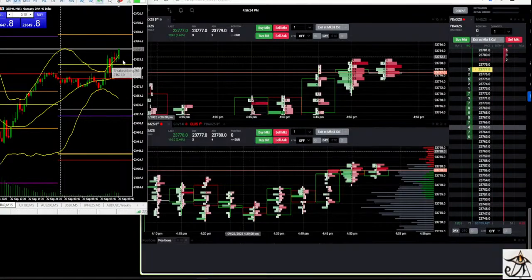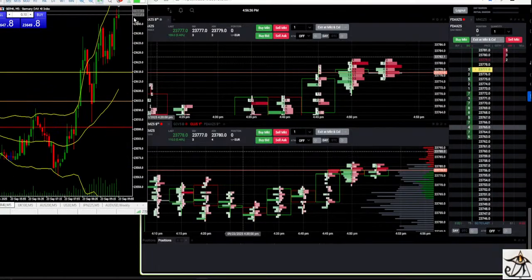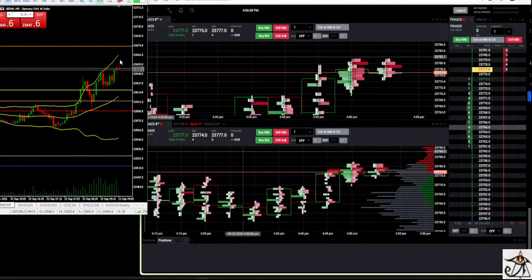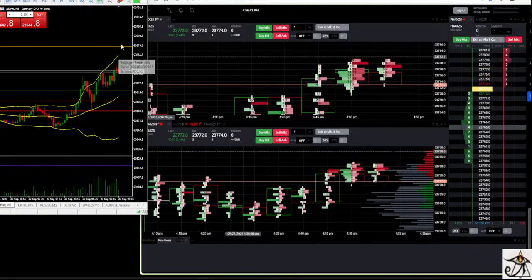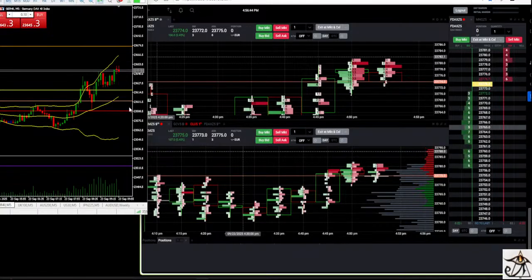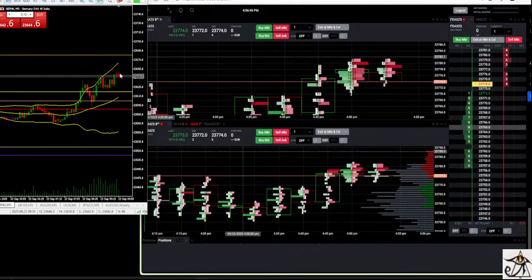On the M15, we're already outside the upper band, so that's positive for any short positions. And the M5 will have to break out up to the R2 to actually get outside of that upper band.